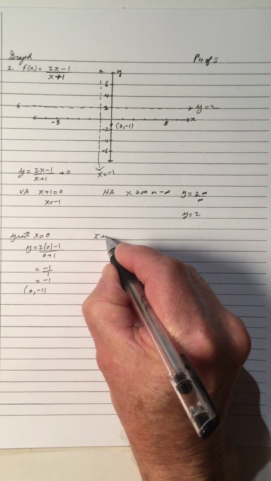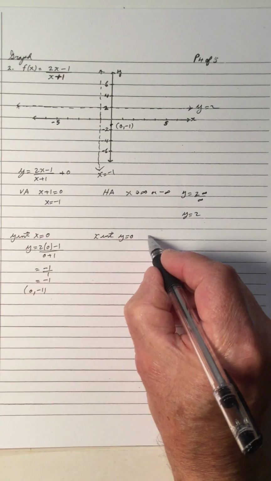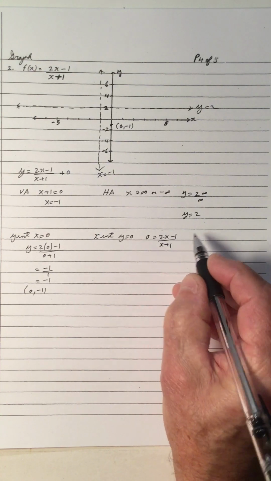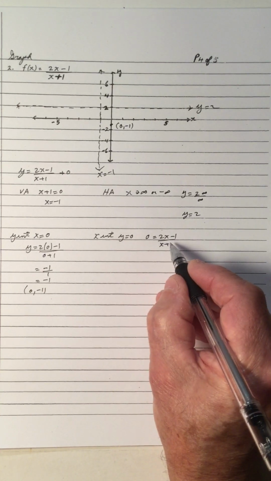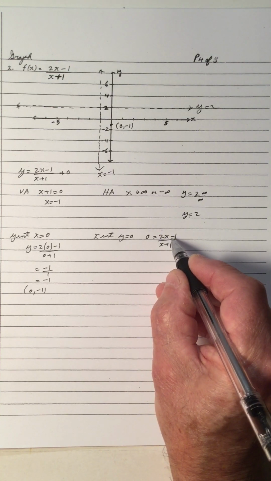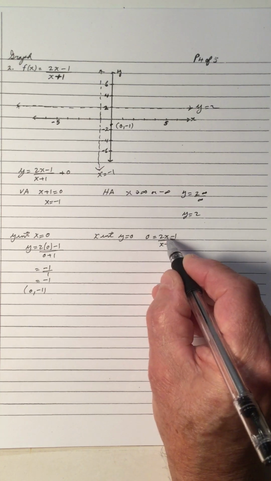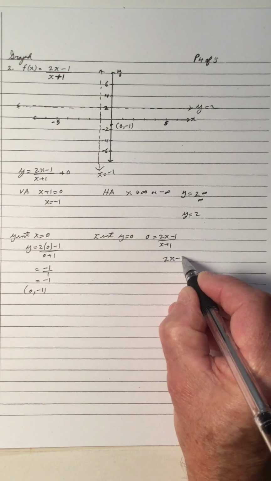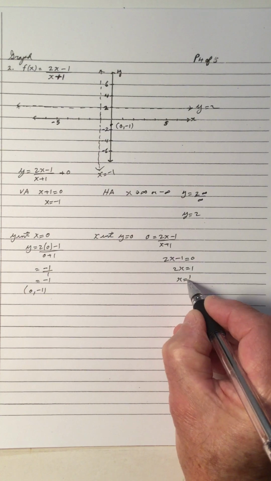Let's look at the x-intercept. The x-intercept is when you let y equal 0 in this equation. So we get 0 equals (2x minus 1) over (x plus 1). Again, we can put it over 1 and cross multiply, or we can say 2x minus 1 equals 0, because it's the numerator of a fraction. In order to get 0, the numerator is equal to 0. So 2x minus 1 equals 0, 2x is equal to 1, divided by 2, x is a half.